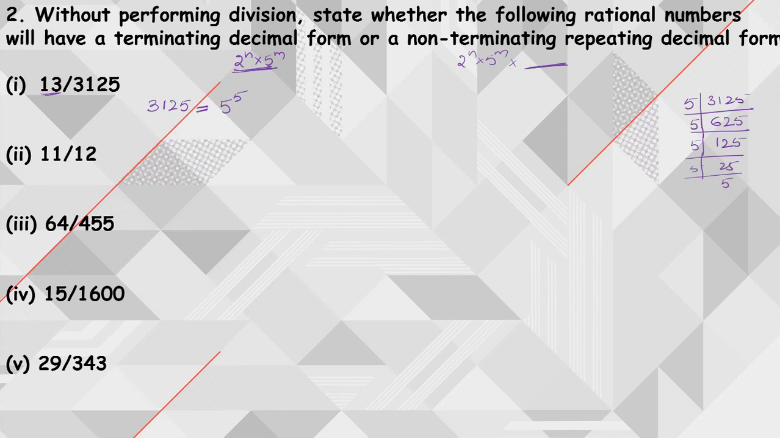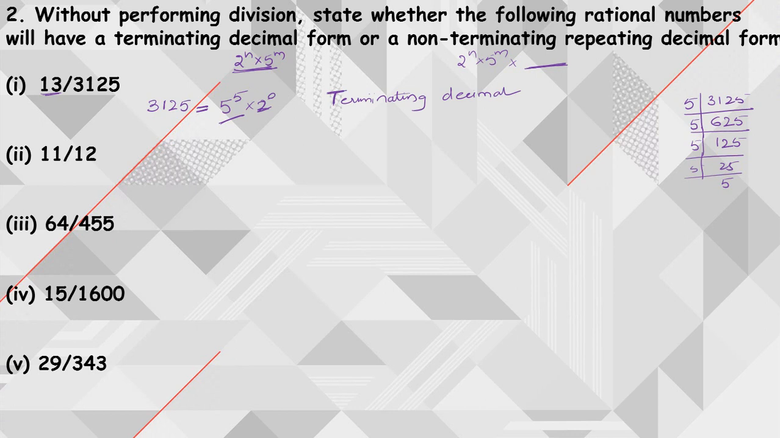So clearly this denominator is of the form 5 power m into 2 power 0. Then what can we say? It is a terminating decimal.